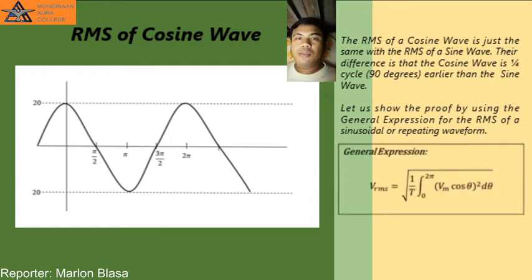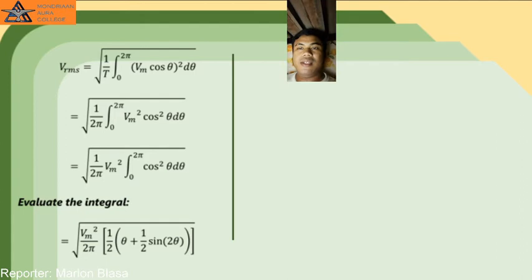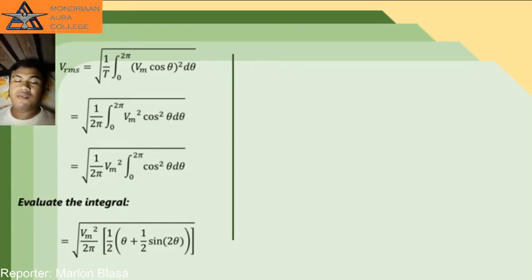Ngayon naman ipakita natin yung proof ng RMS ng cosine wave gamit yung general expression para sa RMS ng isang sinusoidal wave. So VRMS equals the square root of 1 over T, yung period, times the integral of 0 to 2 pi, so isang cycle, of Vm, or yung Vmax or your Vpeak, cosine theta squared d theta. Ngayon yung period na yun 2 pi, yun yung T, 2 pi siya.